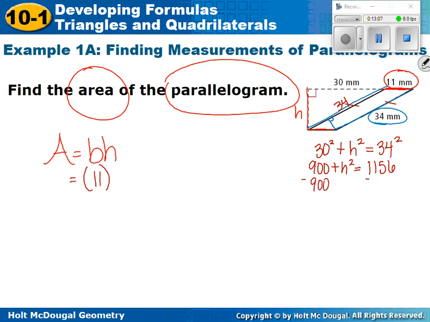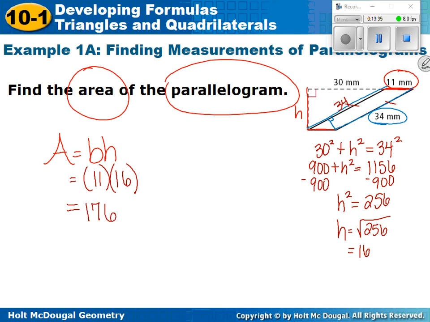Subtract 900. Make sure you're taking good notes so you have this to look back at. H squared equals what? 256. Take the square root of 256, and what is h? 16. Plug it into your formula over here. What's 11 times 16? 176. And what are our units? Millimeters squared. Don't forget to square your units because you're finding the area. Questions?